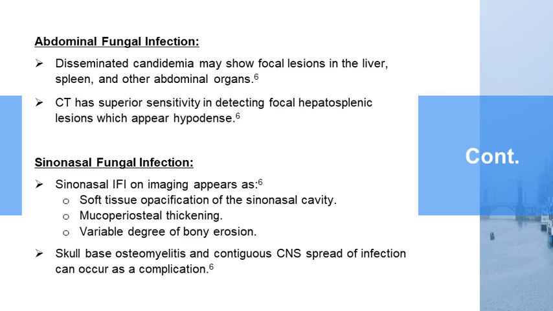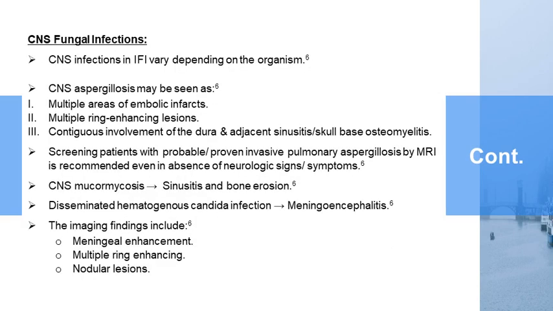Sinonasal invasive fungal infection on imaging appears as soft tissue opacification of the sinonasal cavity with mucoperiosteal thickening, with variable degrees of bony erosion. Skull-base osteomyelitis and contiguous central nervous system spread of infection can occur as a complication. Central nervous system involvement in invasive fungal infections varies depending on the organism. Central nervous system aspergillosis may be seen on imaging as multiple areas of embolic infarct secondary to meningitis and involvement of perforating vessels, multiple ring-enhancing lesions, or contiguous involvement of the dura associated with adjacent sinusitis or skull-base osteomyelitis.